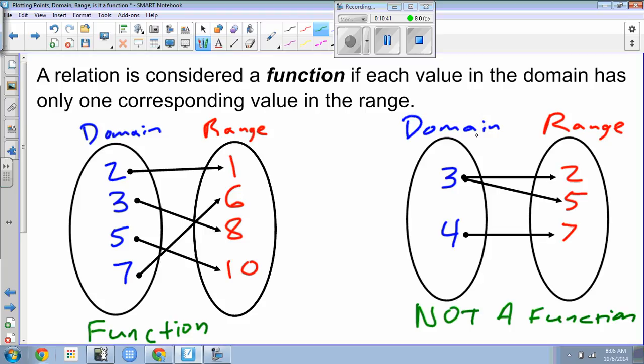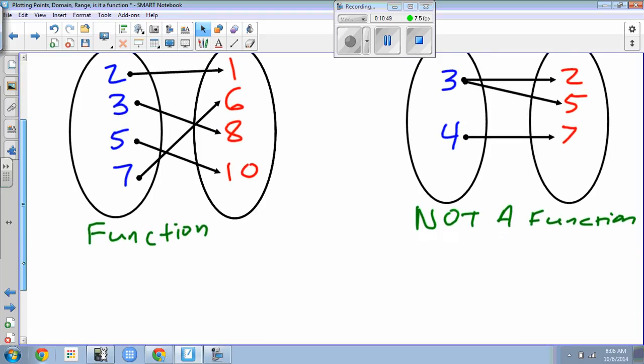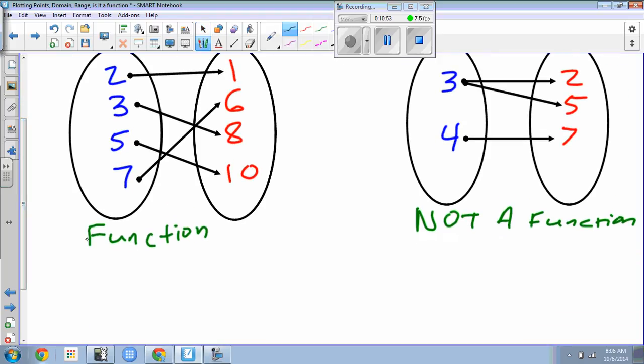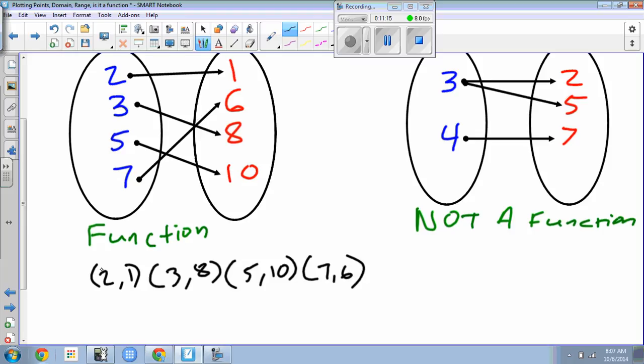And when you're looking at this thing, maybe you want to see it listed off as points. So for this first one, we would have had ordered pairs of (2, 1), (3, 8), (5, 10), and (7, 6). Notice it is a function because each x value is only appearing one time. It's just giving you a single y value.